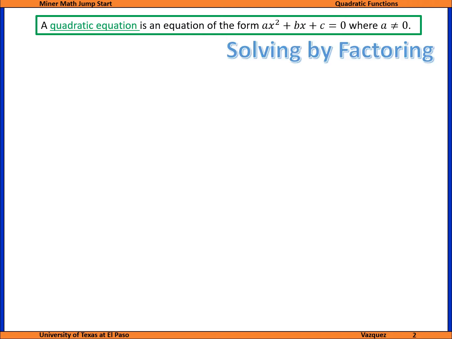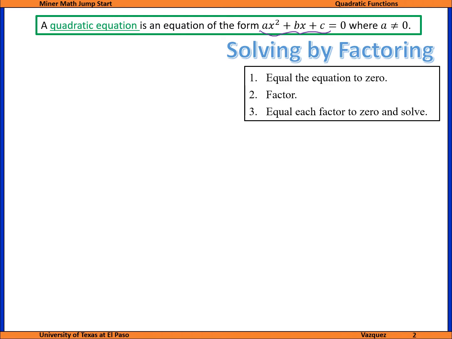So, solving by factoring. We're going to solve quadratic equations by factoring. Notice how our quadratic equation here is equal to 0. We're going to solve for x. We want to know what x is. And the way we're going to do that is with these 3 steps, which, like the other slides, hasn't really meant much unless we go over it. So let's go ahead and go over some examples.